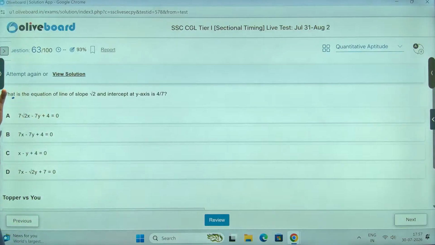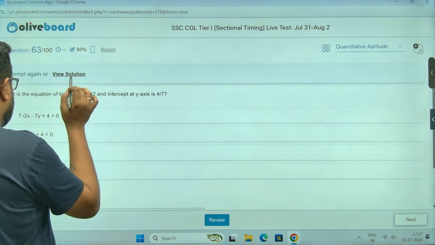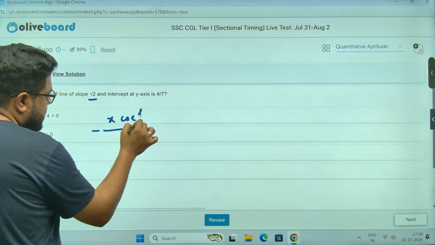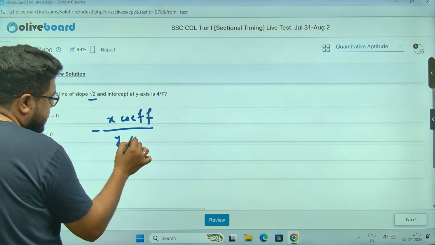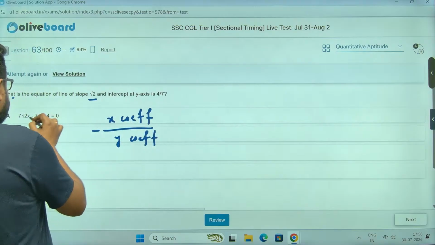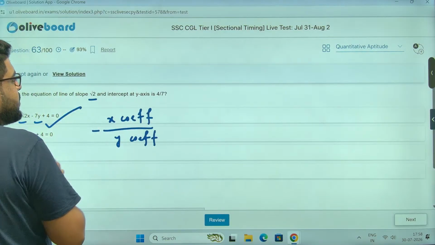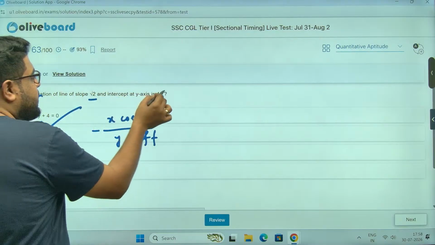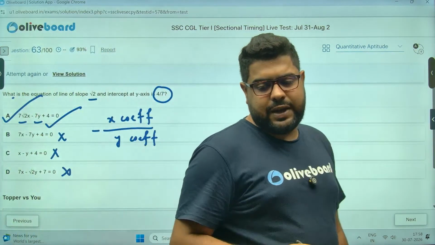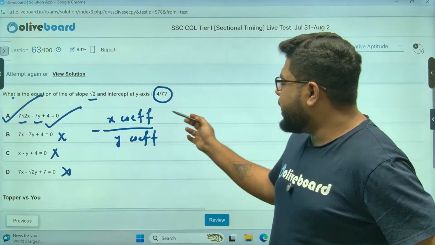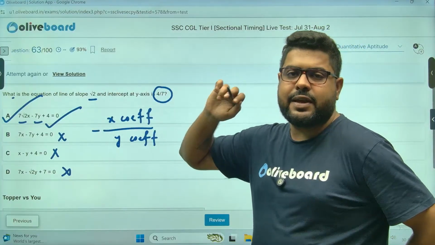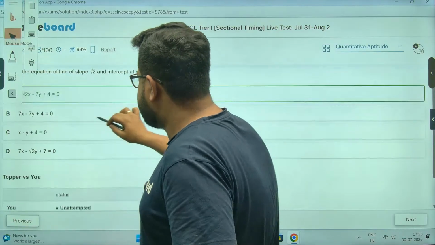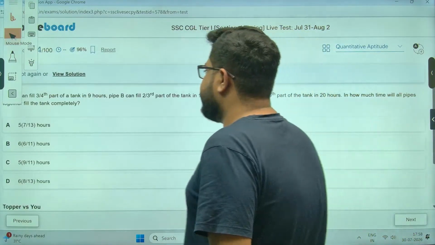What is the equation having a slope of root 2? Sir, slope is minus of x coefficient by y coefficient. Right? So 7 root 2, 7. So this is root 2. Root 2 anywhere? No, not this one, not this one. Sir, only option A. I don't even need to check this. Just by looking at the slope, there is only one option which is having a slope of root 2. That has to be my correct answer. 100%. Next one, please, sir.